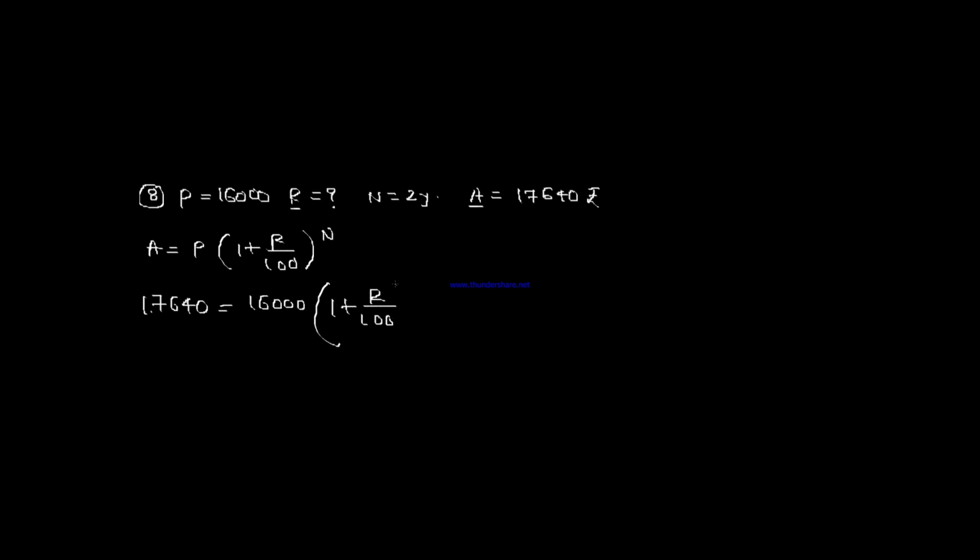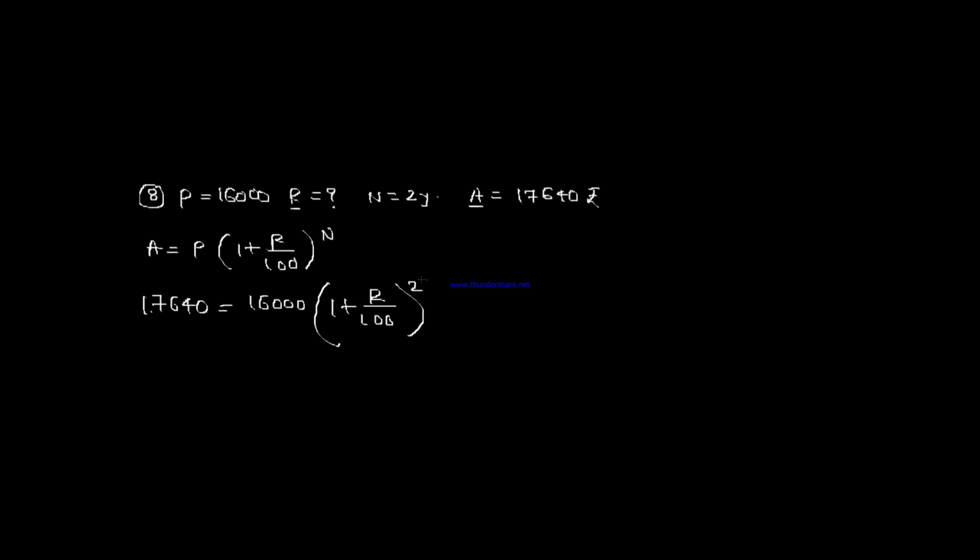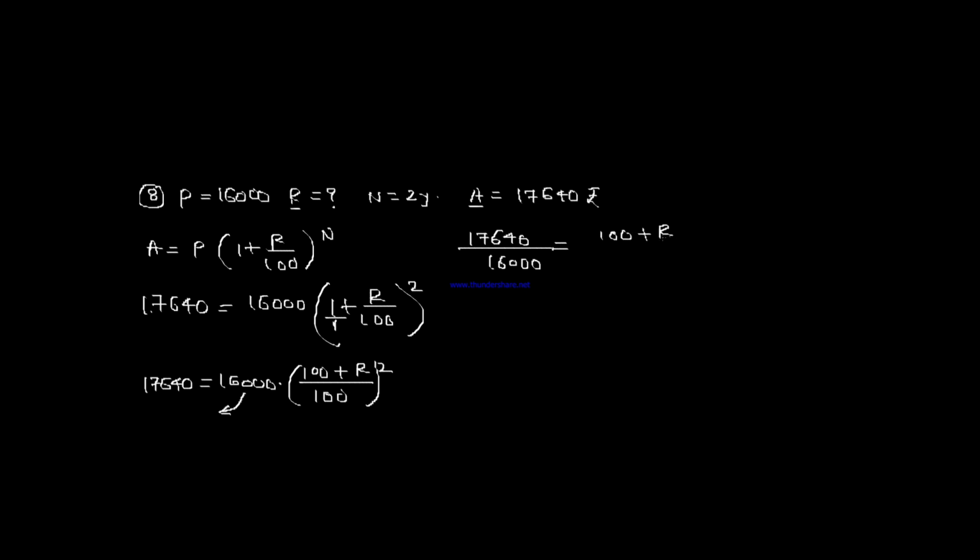R we don't know, so we'll keep it as it is, and we know n as 2. 16,000. Now you see here the r is unknown, right? So still we will do the cross multiplication and let's see what answer we are getting. 100 ones are 100, 100 ones are 100, and here r ones are r. So this is what we will get. Now there is no further scope for any cancellation, so we will send this 16,000, which is in the form of multiplication, to the other side. So that will go in the form of division. And here it is 100 plus r upon 100 raised to 2.